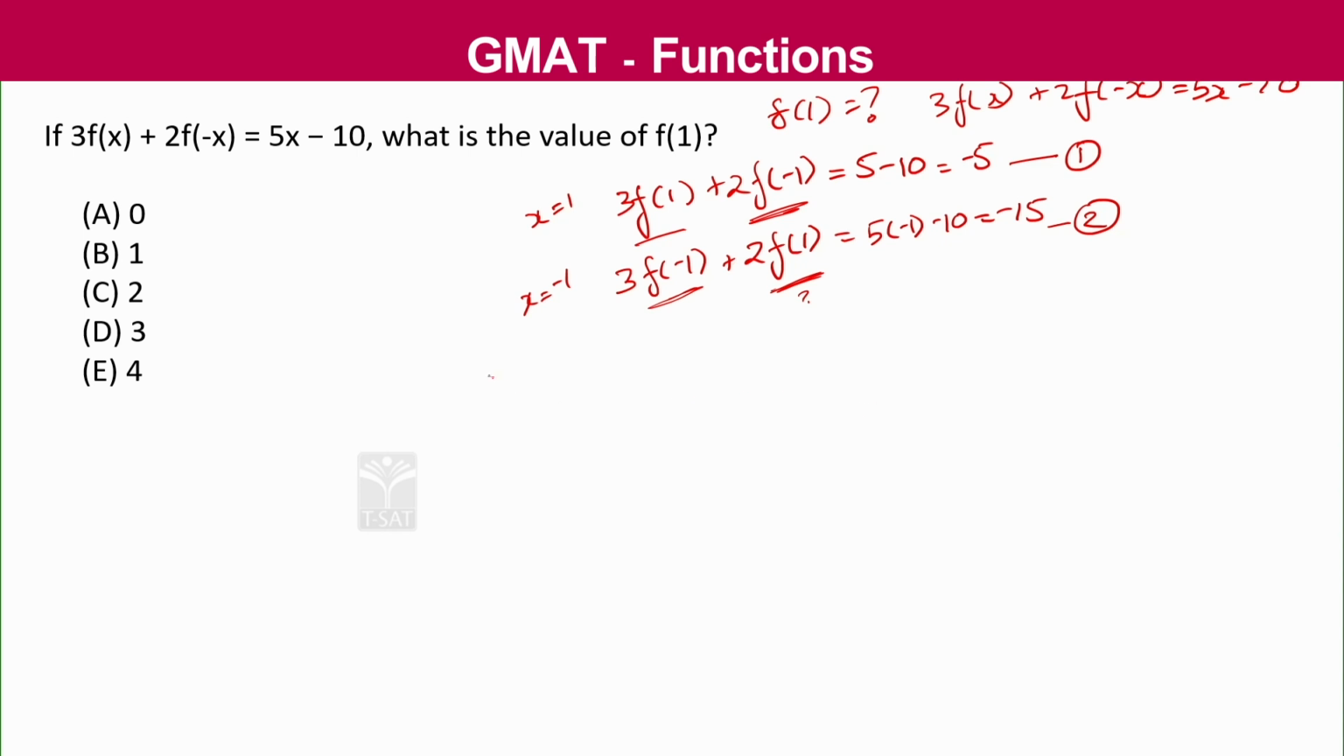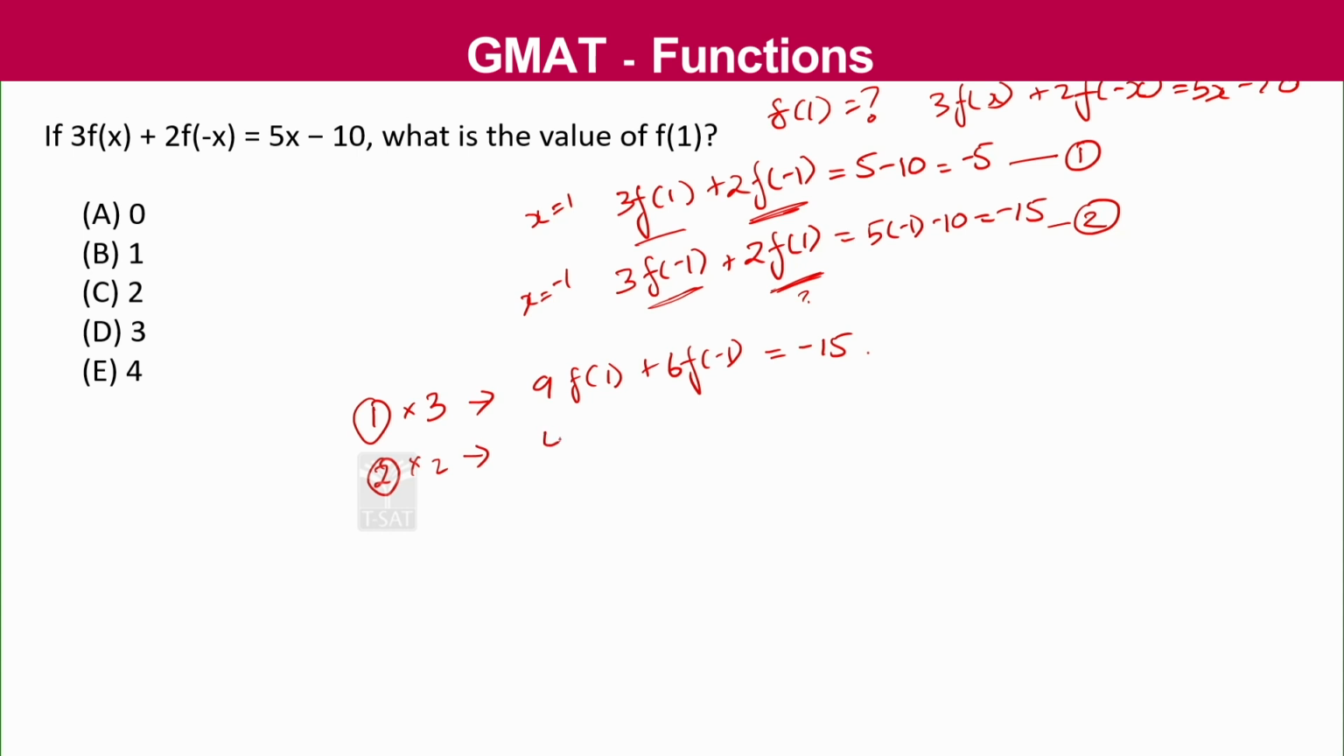Okay, so for that I will take the first equation and multiply it by 3. You get 9f(1) + 6f(-1) = 3 times 5, which is 15. And I'll take the second equation and multiply it by 2.